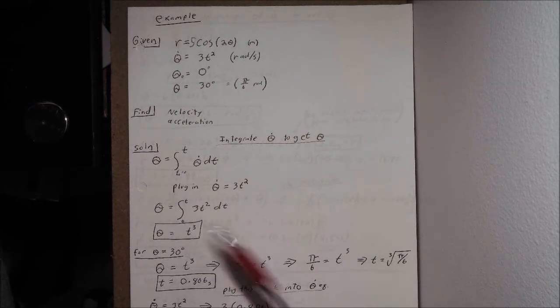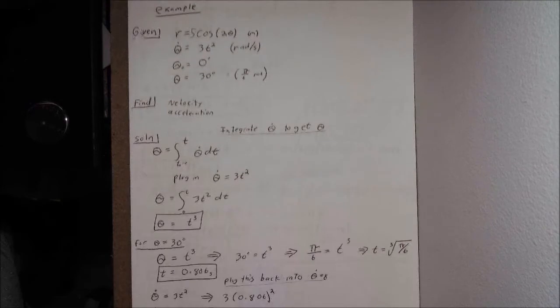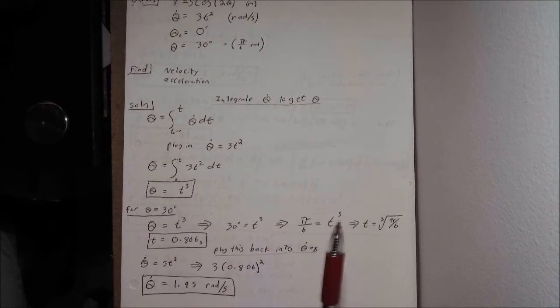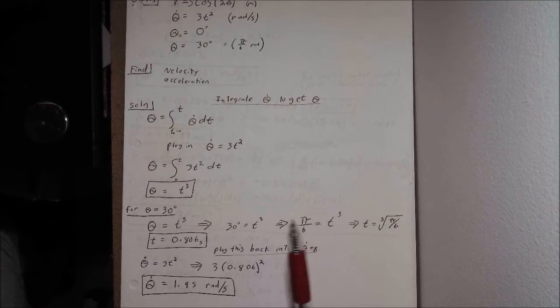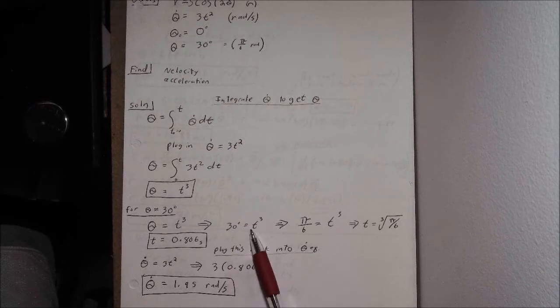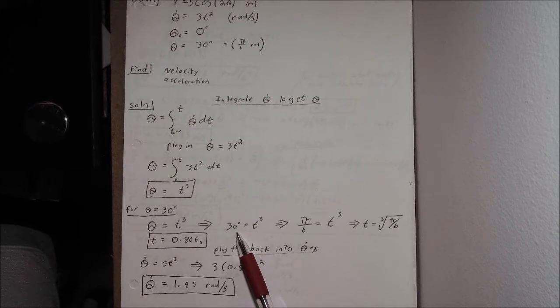Now, for the condition that they give us in the problem statement, we have that our theta is equal to 30 degrees. So now we can start plugging back in. Theta is equal to t cubed, which we just solved above. So t cubed is now equal to 30 degrees. From this, we can back out our time value.